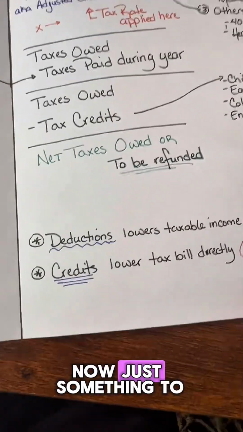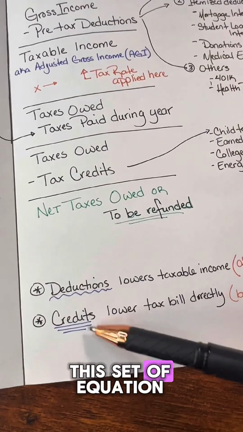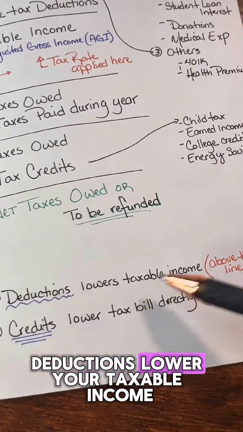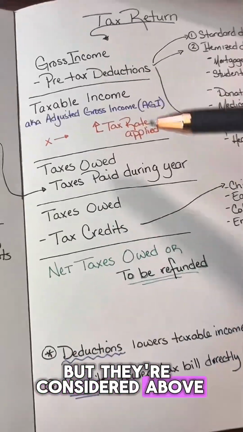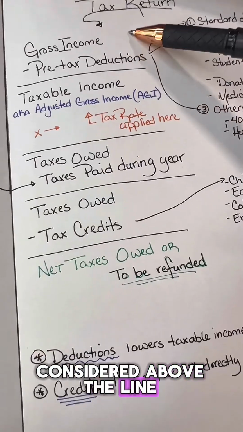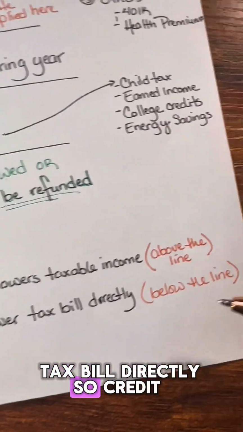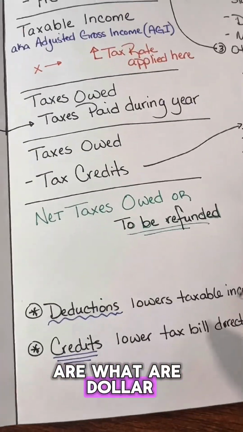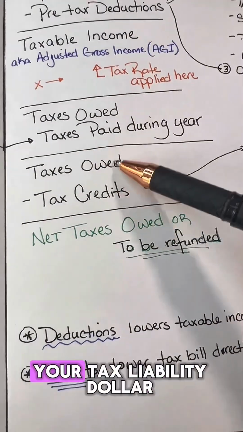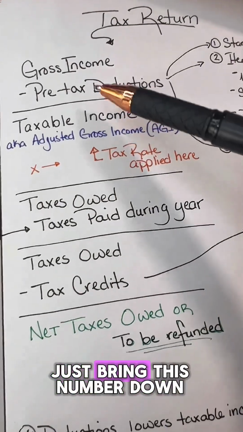Now, just something to remember about deductions in this set of equations: deductions lower your taxable income, but they're considered above the line. This is the line, the taxable income. They're considered above the line, whereas credits lower your tax bill directly. So credits are dollar for dollar. They will reduce your tax liability dollar for dollar, whereas a deduction will just bring this number down.